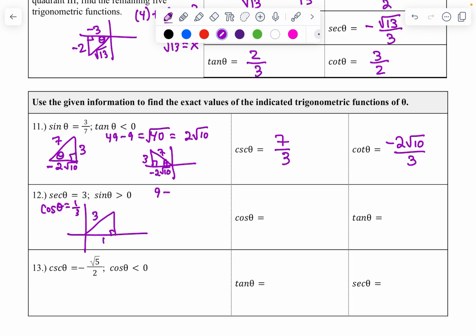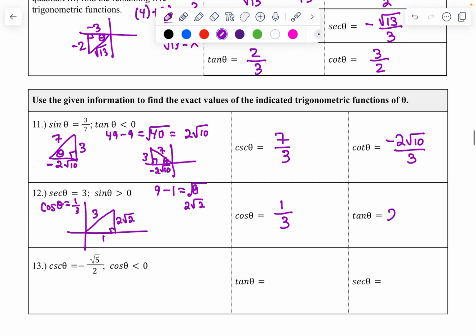So again, Pythagorean theorem to get the length of that other leg. So we're going to get 2 times the square root of 2. Again, all positive because we're here in quadrant 1. So cosine is 1/3, the reciprocal of the 3. The tangent, opposite over adjacent, will be 2 times the square root of 2.